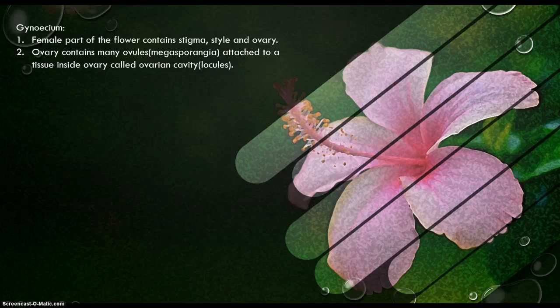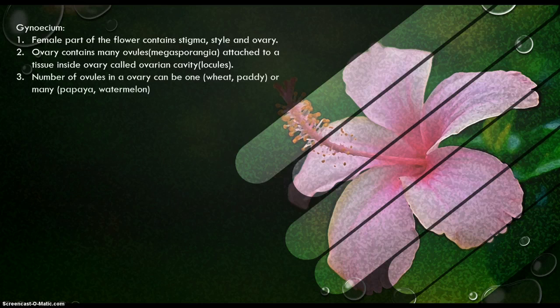So inside the ovary the ovules are there, and the ovules are attached to the ovary with a tissue known as what? Locules. The number of ovules in an ovary can vary from one. There can be one ovule inside one ovary, for example in wheat and paddy, or many, like in papaya and watermelon. Whenever we cut a watermelon or a papaya, we see many seeds inside, right? So these seeds mean a huge number of ovules fertilized by pollen grains inside one single ovary. Because we know fruits are nothing but ovaries.